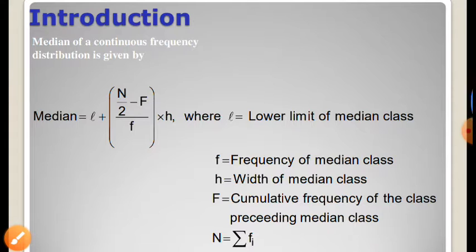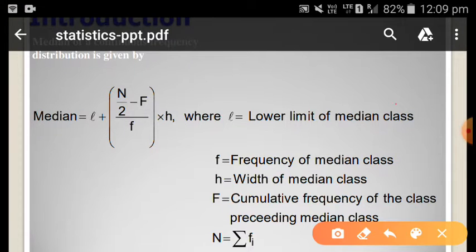Now how do we find out the median? Let us see. The formula for the median is L plus n by 2 minus f by f into h, where L represents the lower limit of the median class. So what is the median class, you need to know. Most of the students will commit the mistake that the median class can be identified by the higher frequency, but that is not correct.